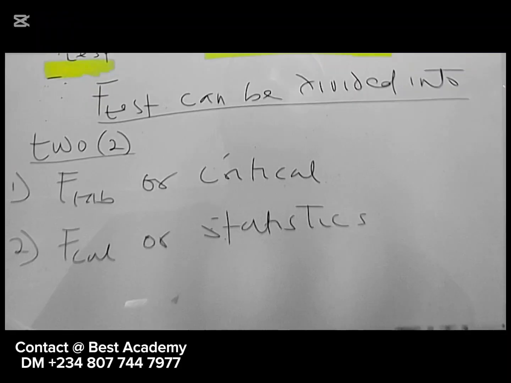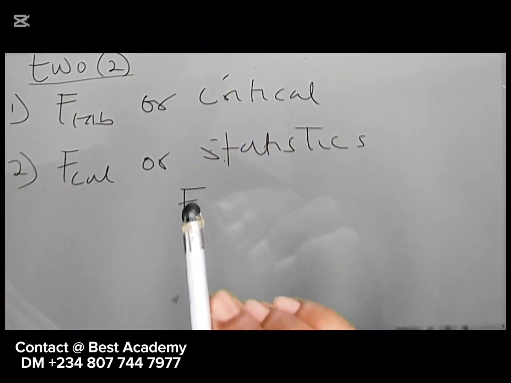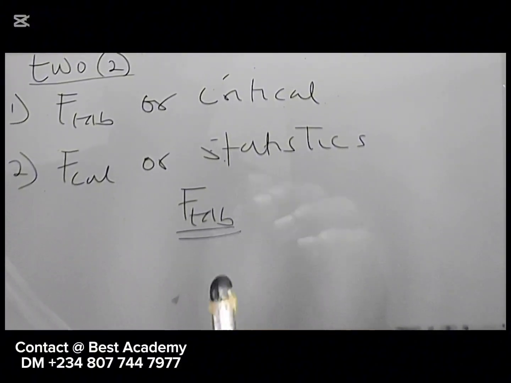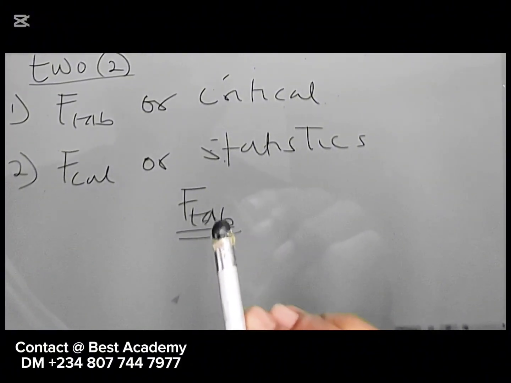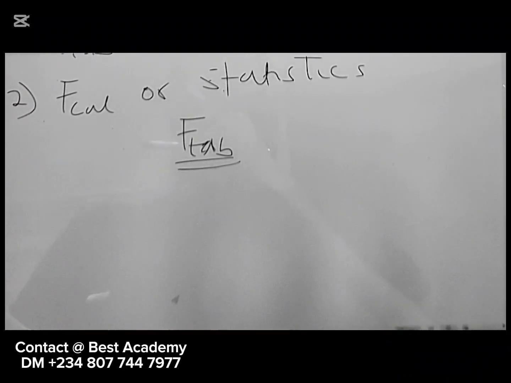How do we solve for F tab? How do we find F tab, and what is responsible in finding it? Please write the subheading F tab. Remember, either I call it F tab or I call it F critical. Please take notes. F tab depends on degree of freedom between and within.